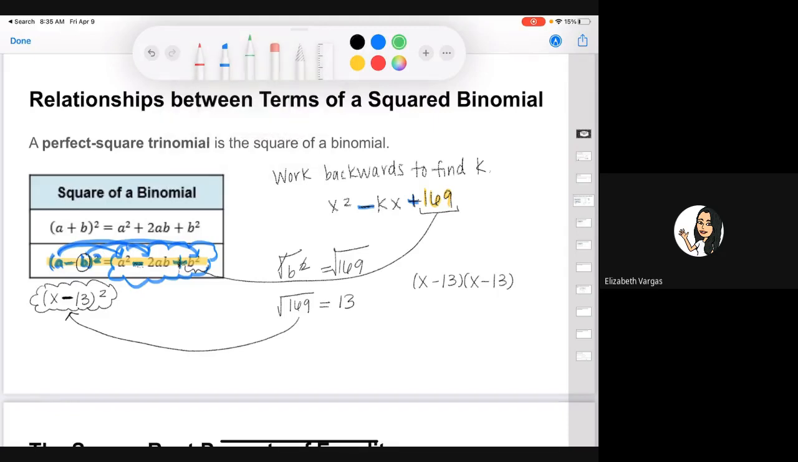So again, first, outer, inner, last. x squared minus 26x plus 169. And so where is my k? My k is located right here. And so therefore my k is 26.